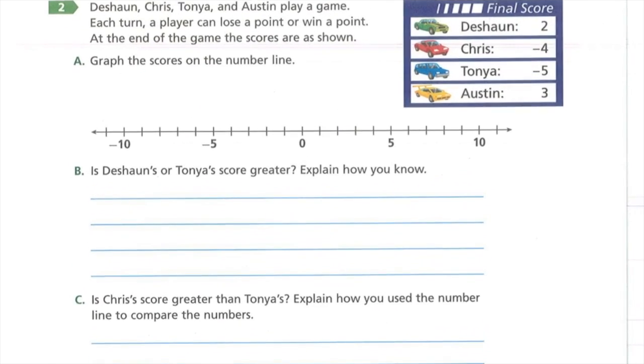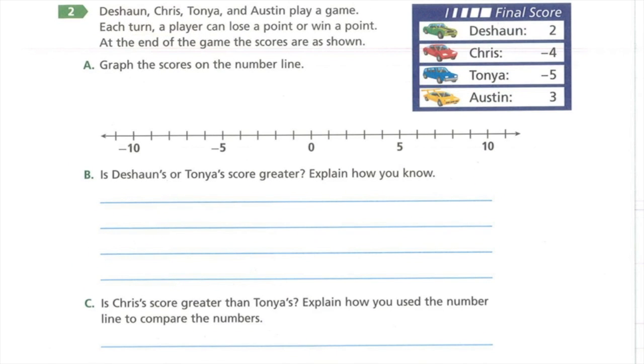Deshawn, Chris, Tanya and Austin play a game. Each turn, a player can lose a point or win a point. At the end of the game, the scores are shown. Graph the scores on the number line. I want you to pause and graph their scores and then press play. All right, so have them plotted.